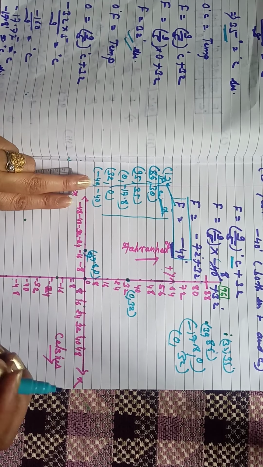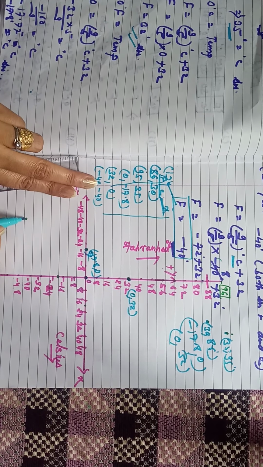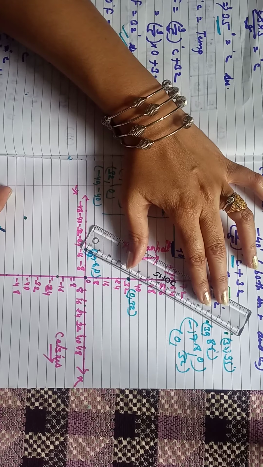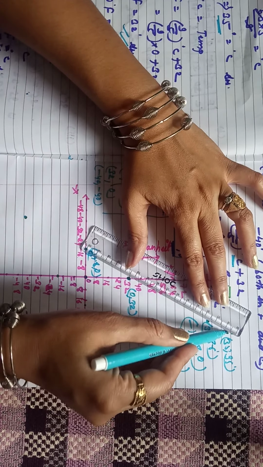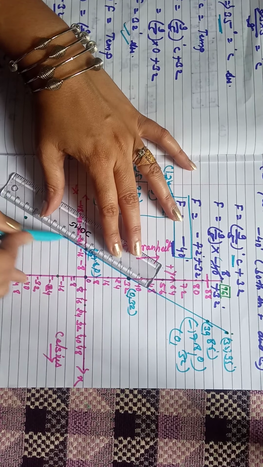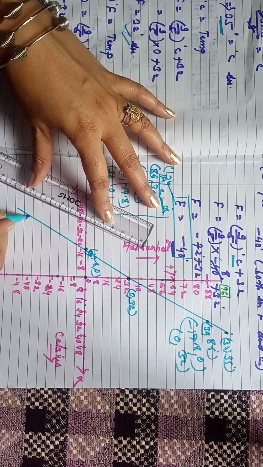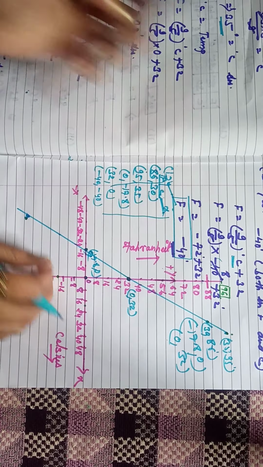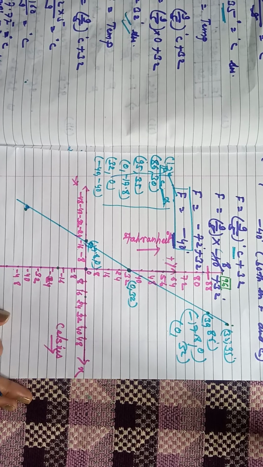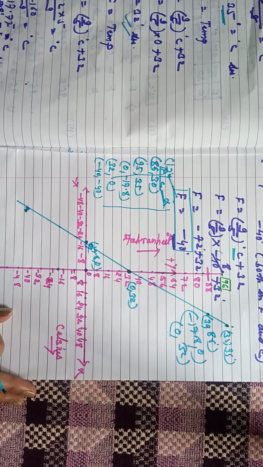Now minus 40, both are the same. Now we join these points to show the graph that converts the value of Fahrenheit to Celsius. Now it is completed. So you also complete the exercise 4.3.